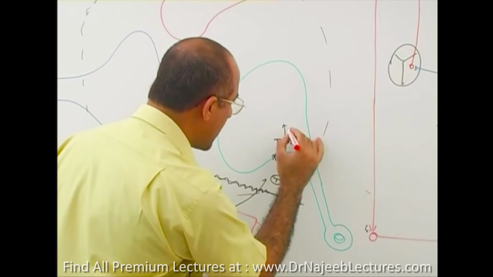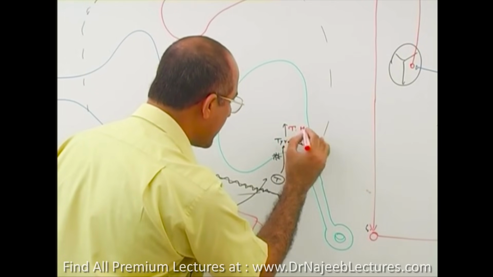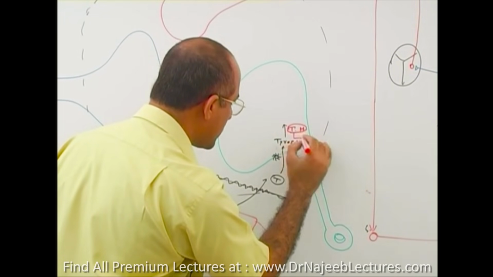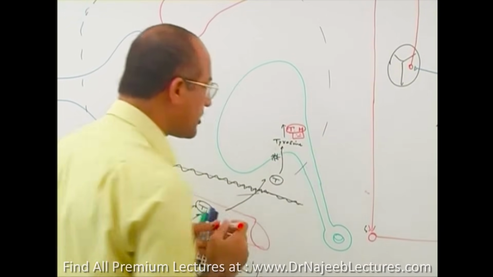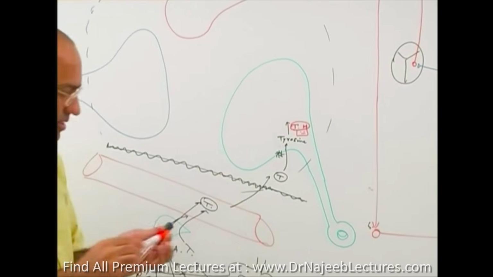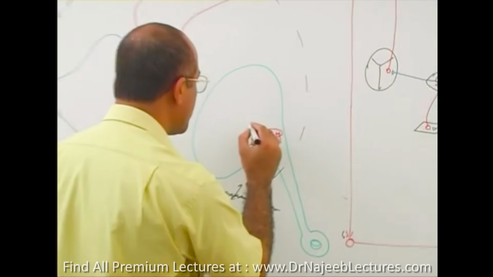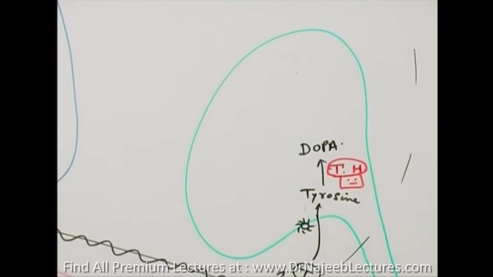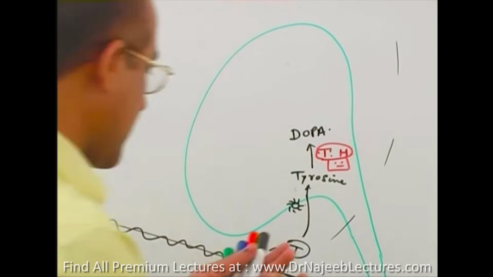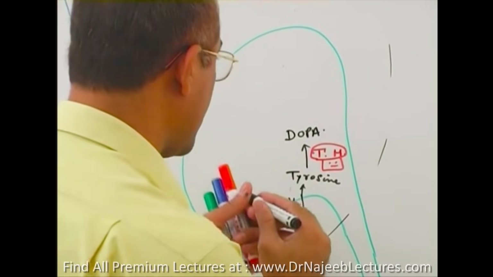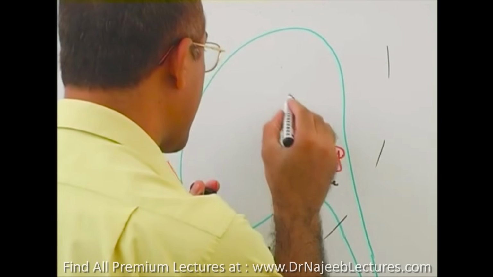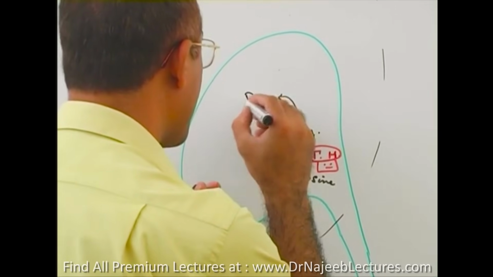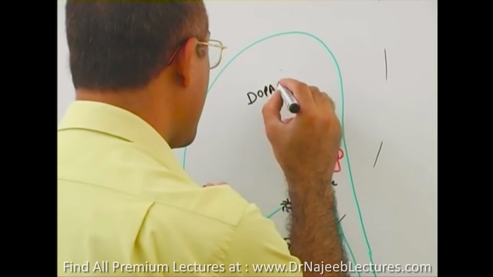and this enzyme is called tyrosine hydroxylase. What is this enzyme called? Tyrosine hydroxylase. It converts tyrosine into dopa. Then there is another enzyme in the second stage, and that enzyme can convert dopa into dopamine.